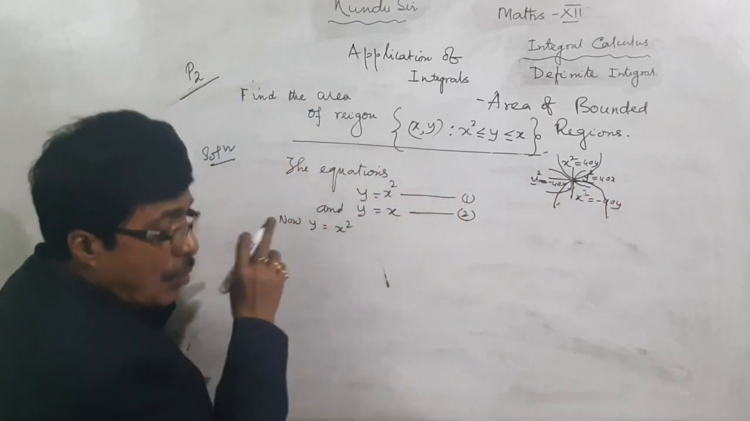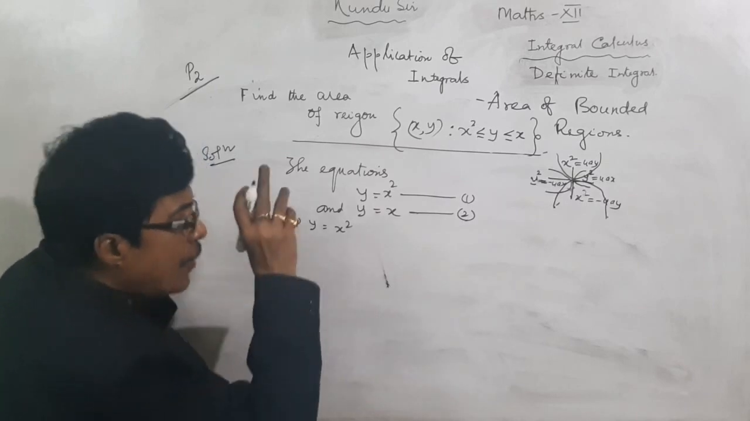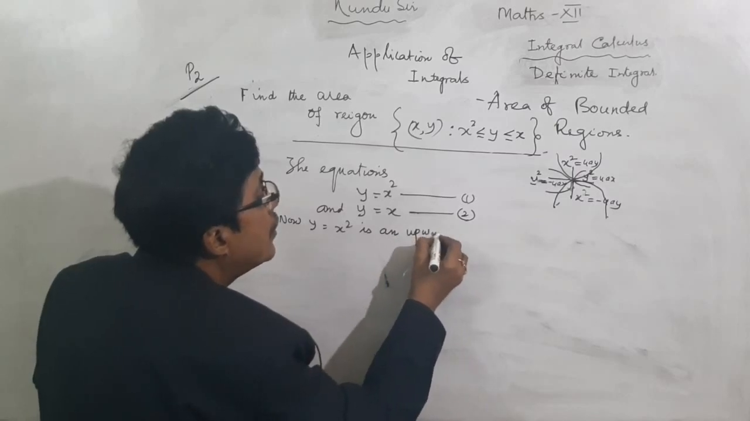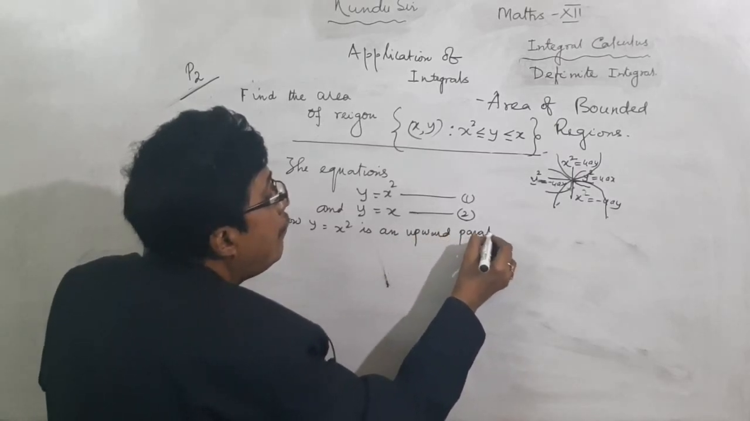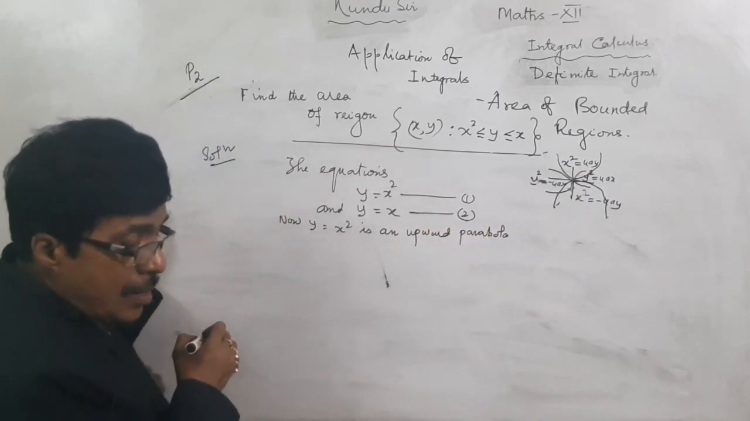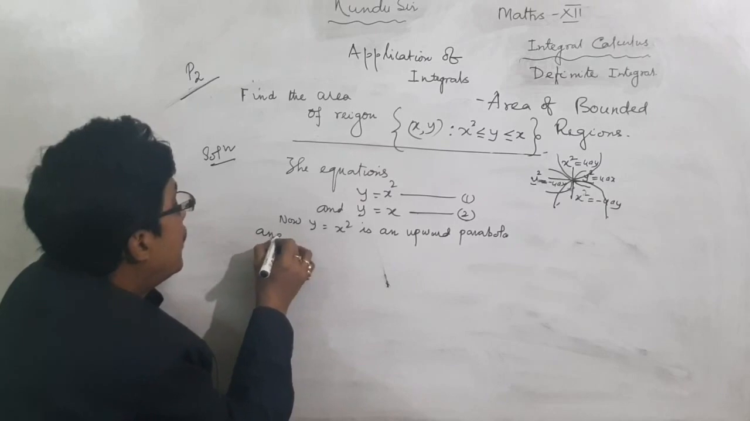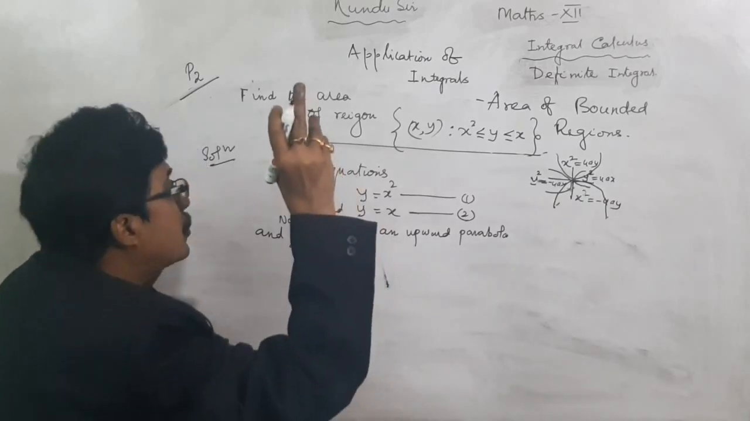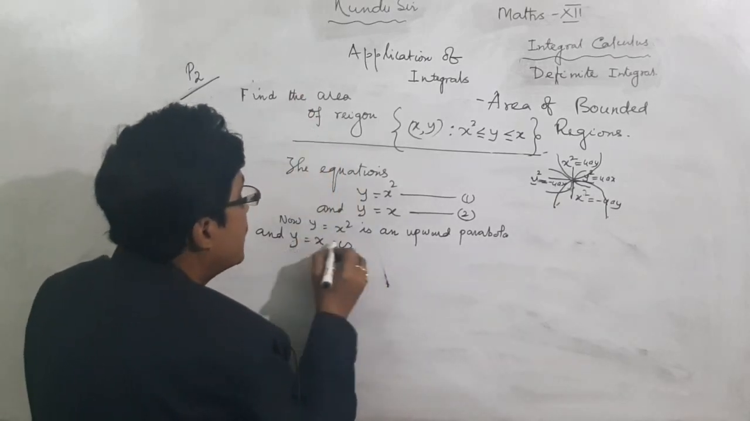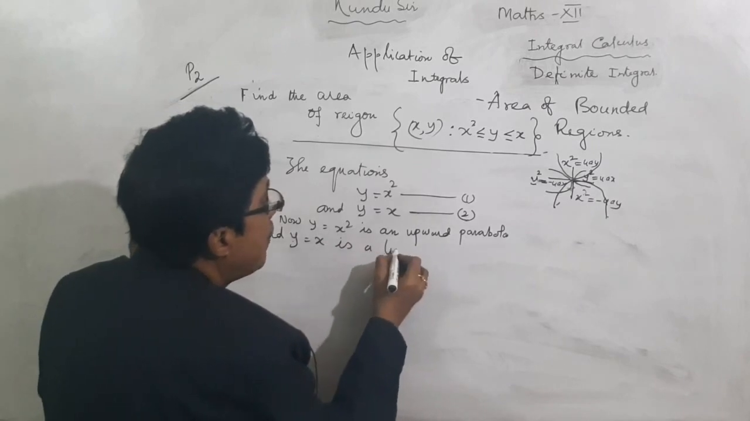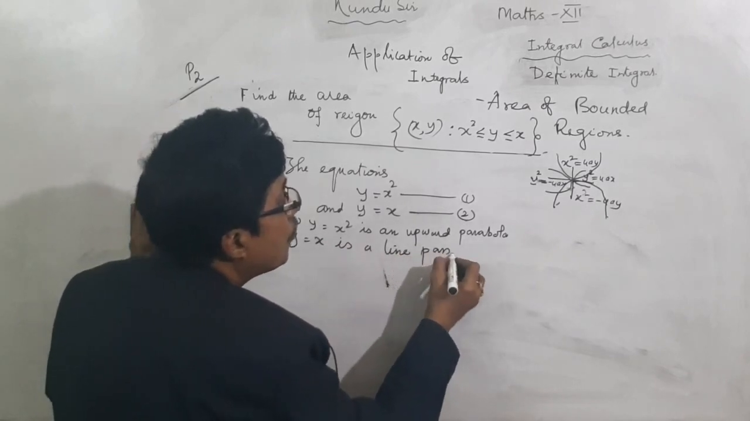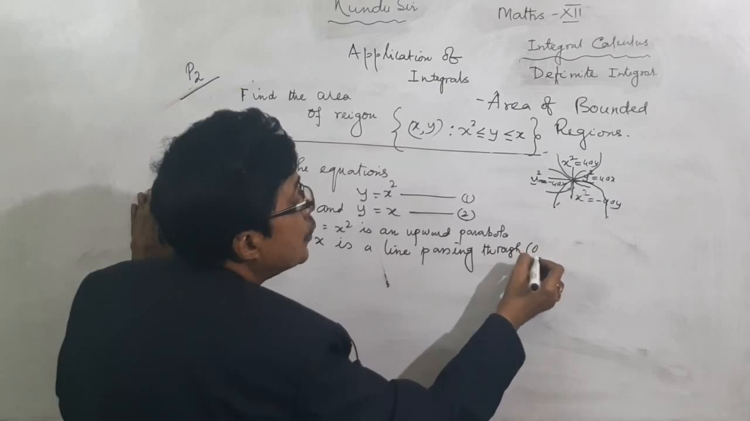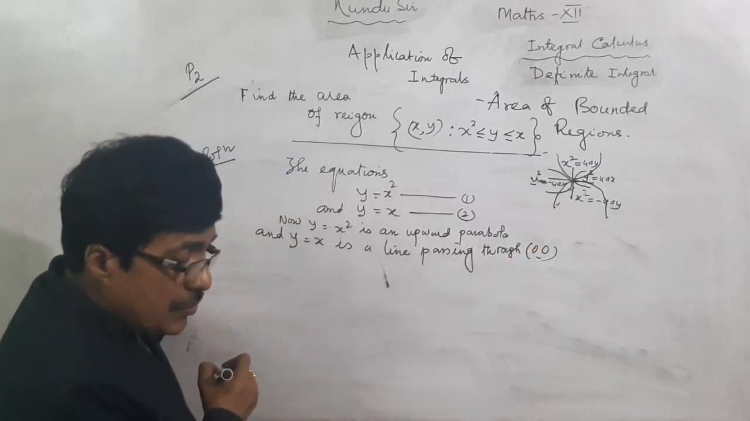So y equal to x² is an upward parabola, and y equal to x is a line passing through 0, 0.